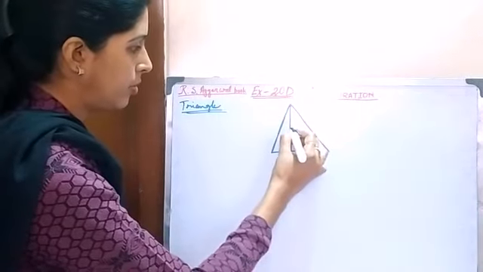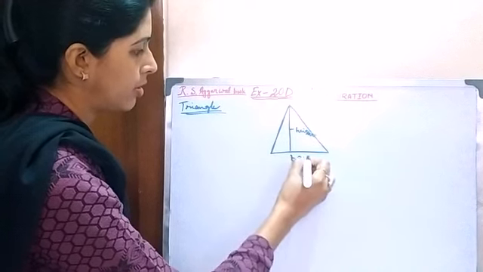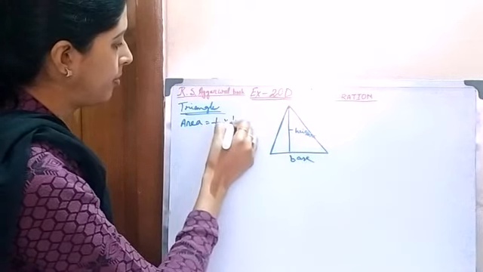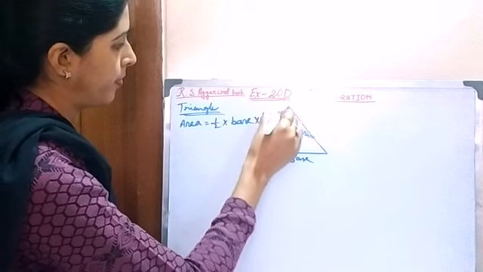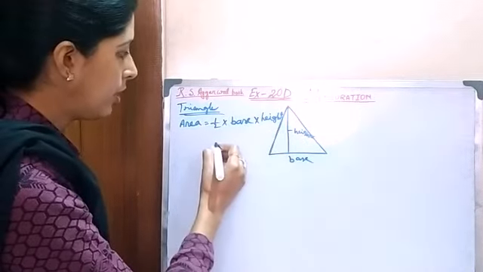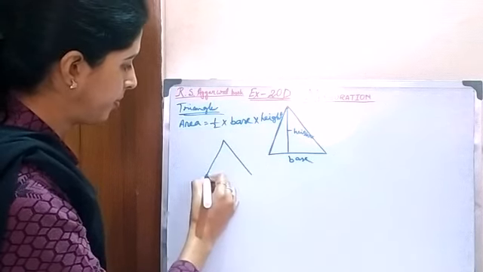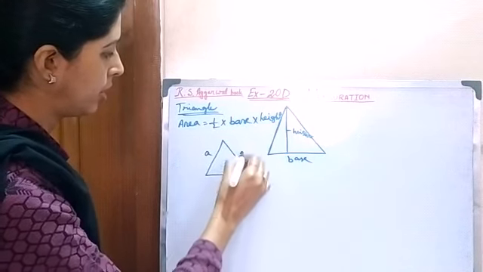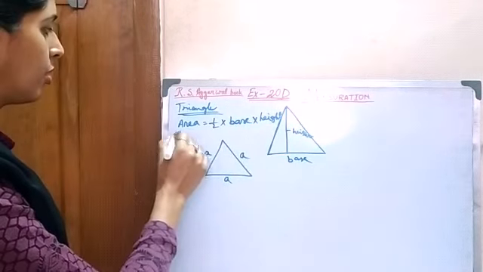This is height. We know that this is height. This is base. So triangle's area is half into base into height. This is the area of the triangle. Now I'll discuss equilateral triangle's area. Here all the sides are equal. This is an equilateral triangle.